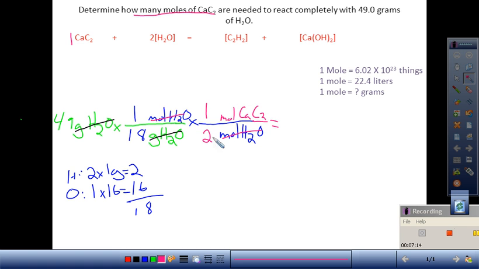Now just to show you, because some people confuse the multiplying and dividing, everything on the top gets multiplied. So 49 times 1 times 1. And on the bottom, 18 times 2. Now obviously you don't have to write all that out, but that's just the thinking behind it. And I get 1.36 moles.